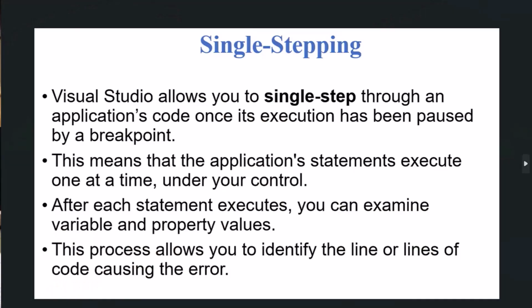Basically, what you're doing here is you're stepping through the program one line at a time as you go through this. And you're using the F11 key to actually do this. Visual Studio allows you to single step through an application's code once its execution has been paused by the breakpoint. This means that the application statements execute one at a time under your control. You control how fast you're going to go through this. After each statement executes, you can examine the variable and the property contents. This process allows you to identify the lines of code causing the error. Believe me, this saves tons of time.